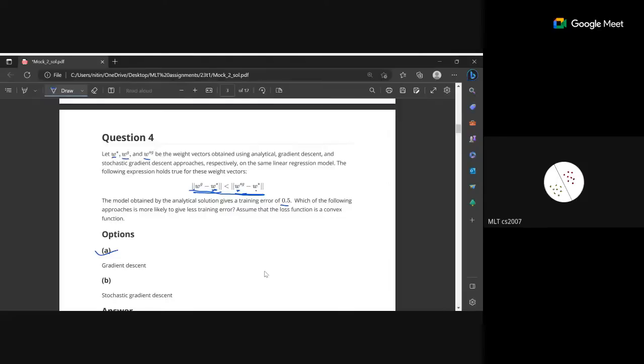It depends upon what parameters you have chosen, like the learning rate. But here it is given that WG is closer to W star, right? Yeah. So it is only true for this condition. Yes.